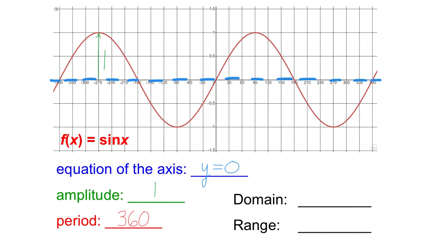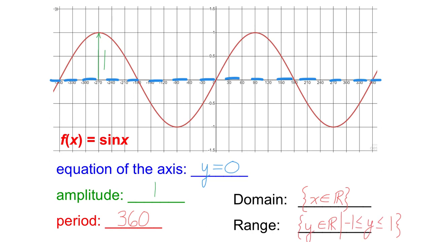Domain and range are the possible values of x and the possible values of y. For this function, there are no restrictions on the value of x. This pattern will continue forever in either direction, left and right. X can be any number, negative, 0, or positive. No restrictions.